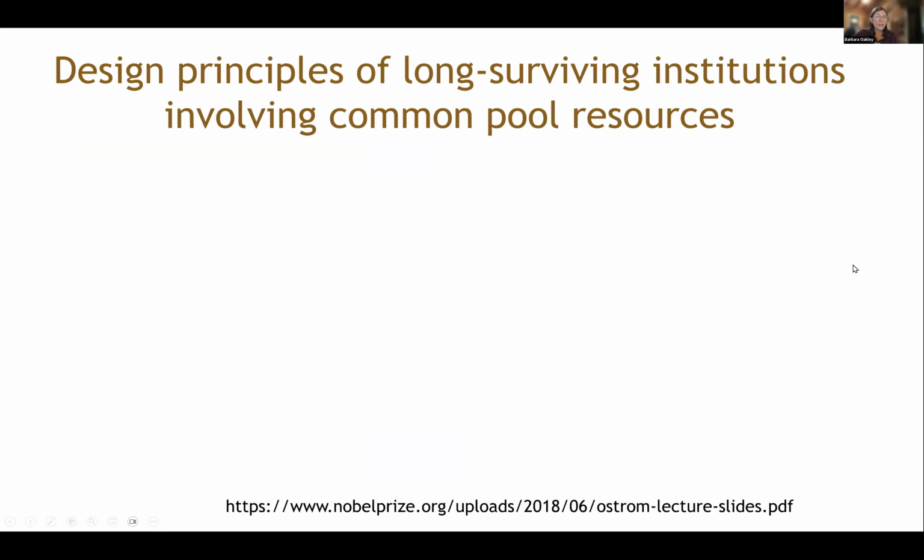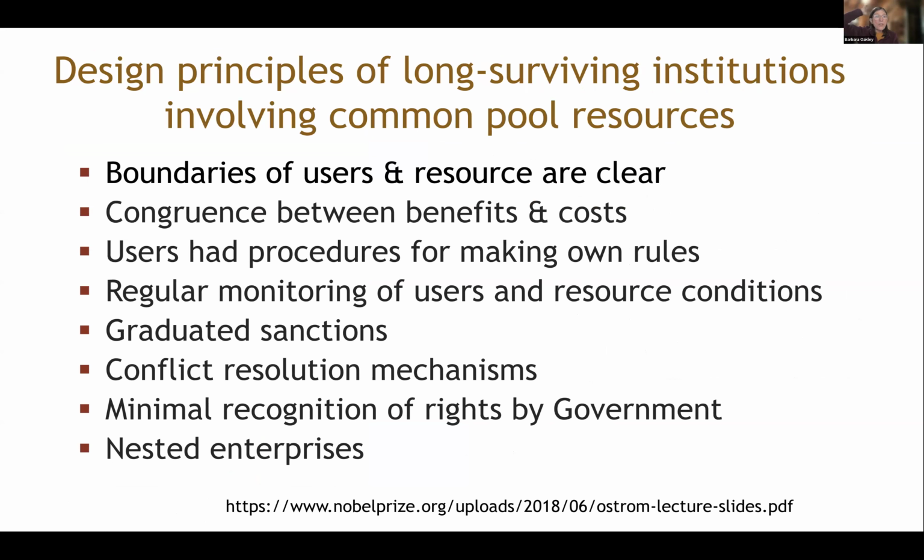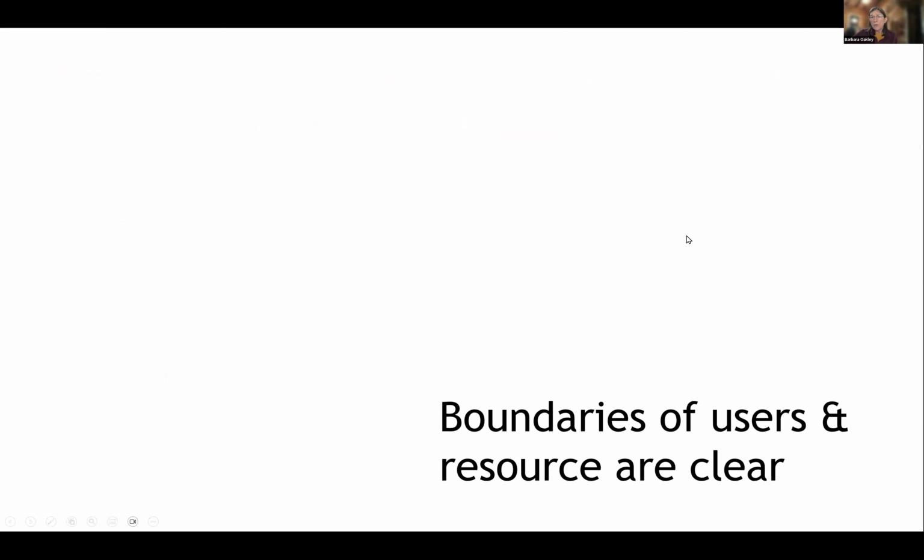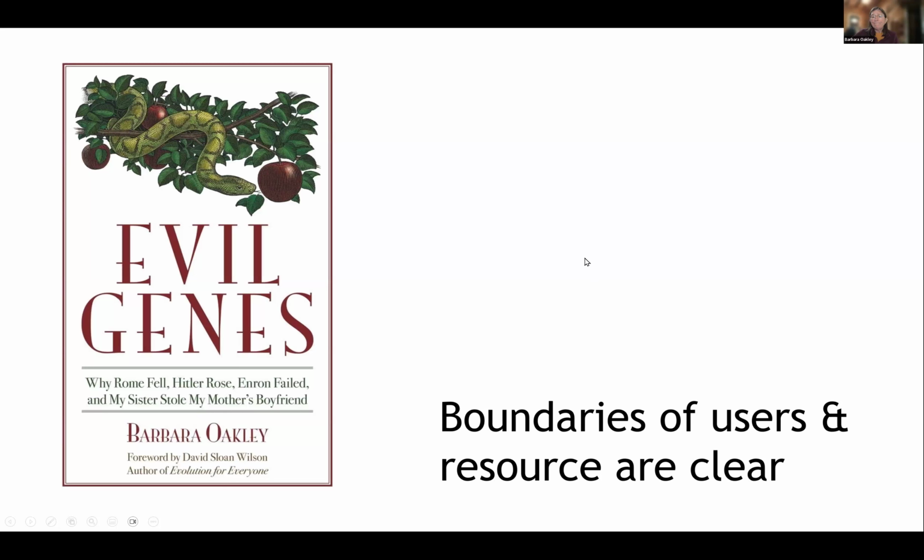Just to give you a little quick sense, don't worry, I'm not going to be going into all of these at all. But just to give you a little sense of what she found, she developed some essential principles that were commonly found in these long surviving institutions that surrounded common pool resources. Among these principles, the first she lists was that of the boundary between the user and the resource. Of course, she found a lot of other principles as well. They had procedures for making their own rules. There were conflict resolution mechanisms and so forth. But what I really want to focus on in this talk is the idea of boundaries between users and resources being clear.